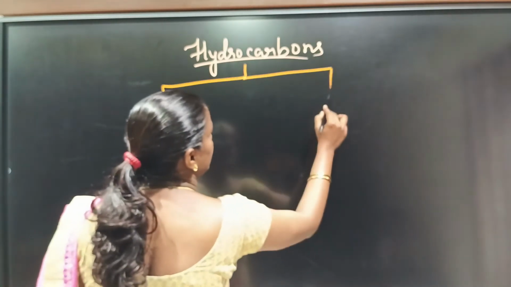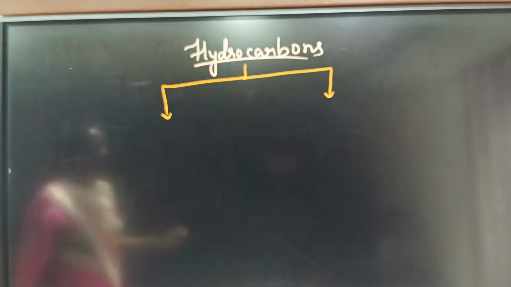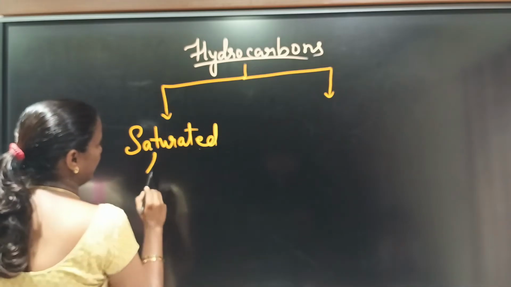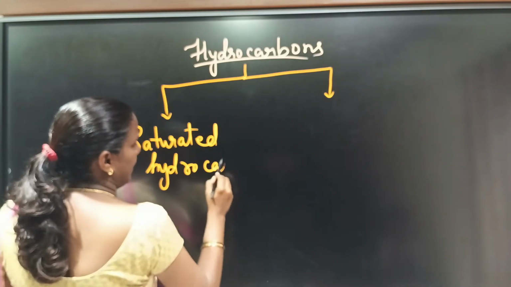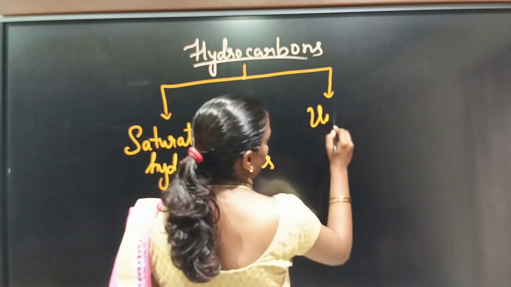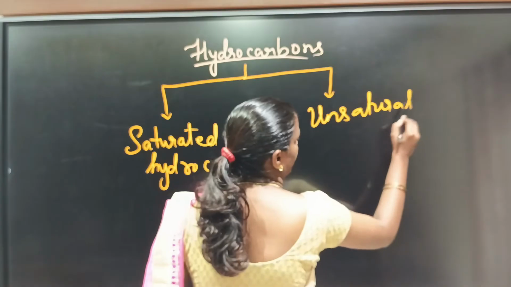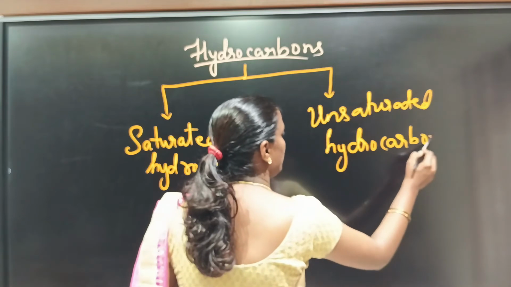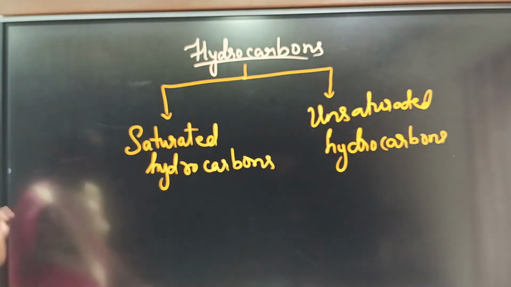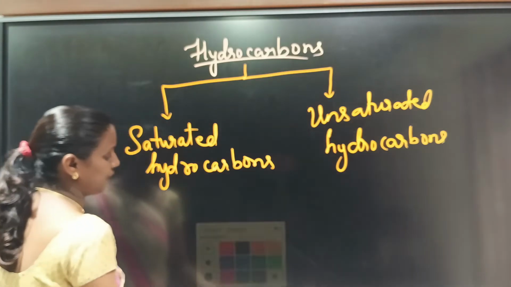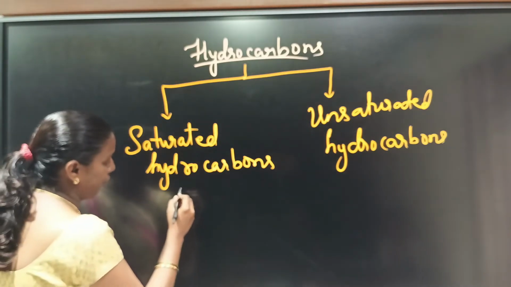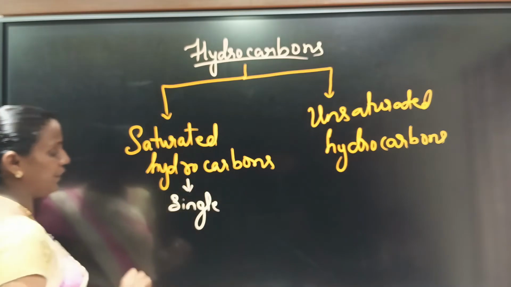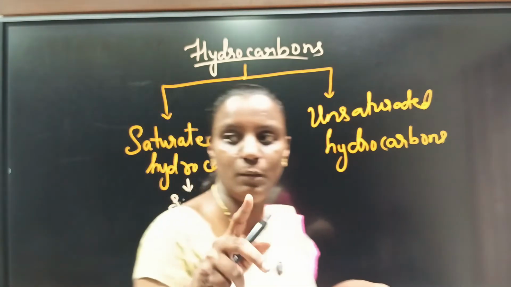So, hydrocarbons are classified into two types. One is saturated hydrocarbons, and unsaturated hydrocarbons. Saturated hydrocarbons and the unsaturated hydrocarbons. Okay. So, what do you mean by saturated hydrocarbons? See, whichever organic compounds, that is hydrocarbons, are framed by a single bond. So, a simple example, we had studied about hydrogen. Hydrogen will be forming a single bond.